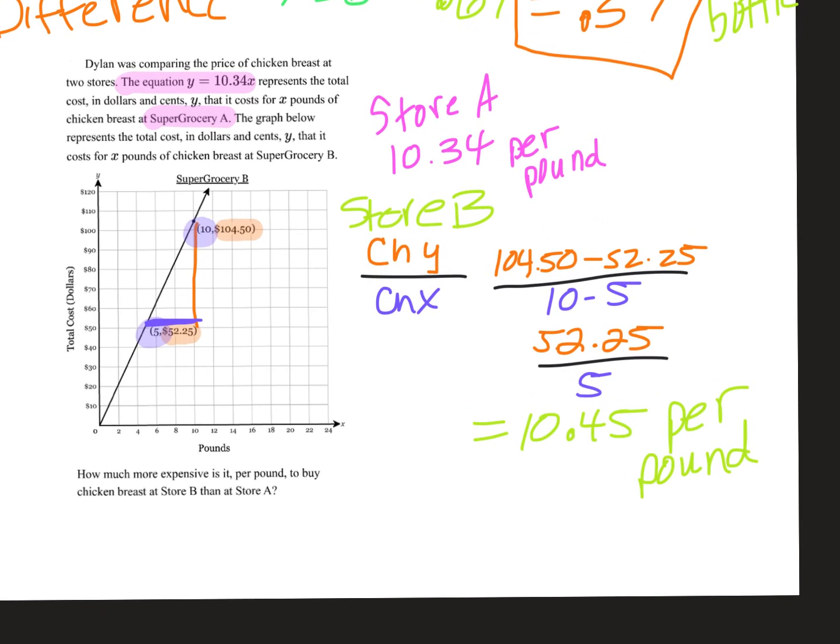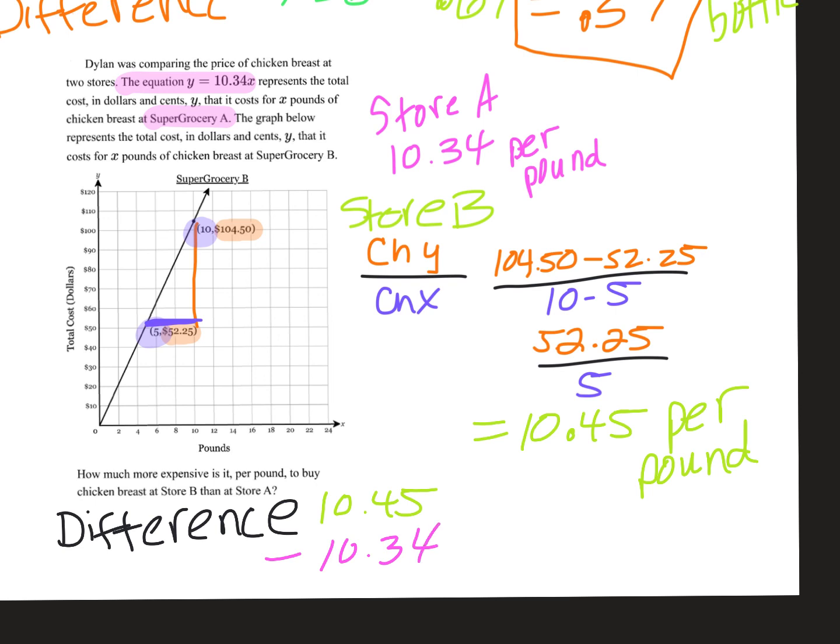So the final question is asking, how much more expensive is it to buy chicken breast at store B than store A? So we need to find the difference between those two like we did last time. So we need to do $10.45 and subtract $10.34, which means that it's going to be 11 cents more expensive.